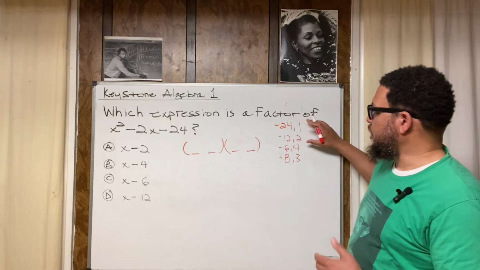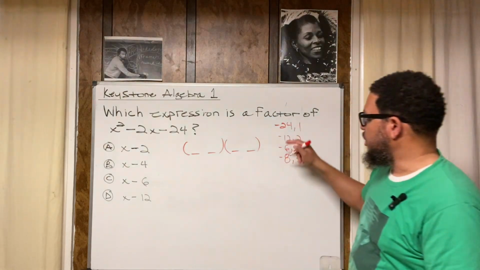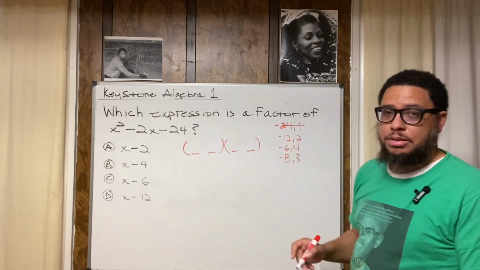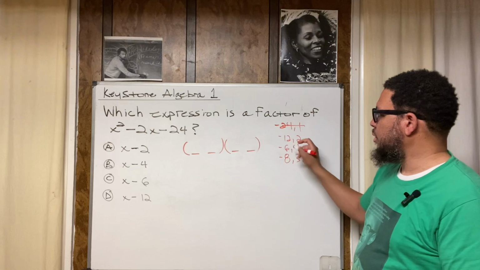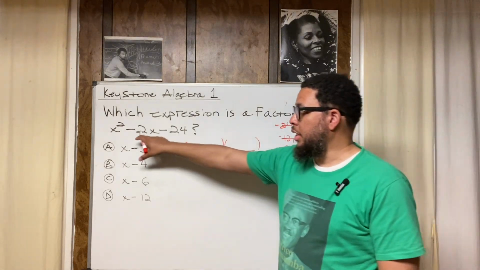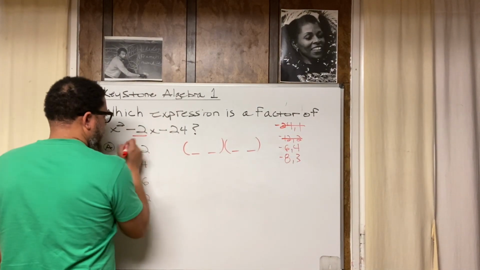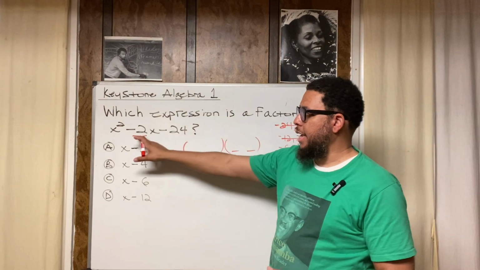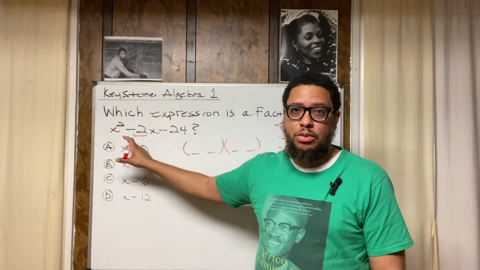All right. Which of these factor pairs would add up to negative 2? Does negative 24 and 1 add up? No. That adds up to negative 23. That's no good. What about negative 12 and 2? No. That adds up to negative 10. We need to add up to negative 2. In fact, let me underline that. Multiply to make the last number, add to make the middle number.